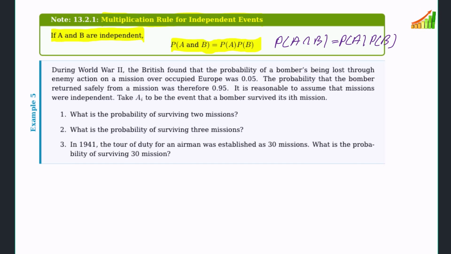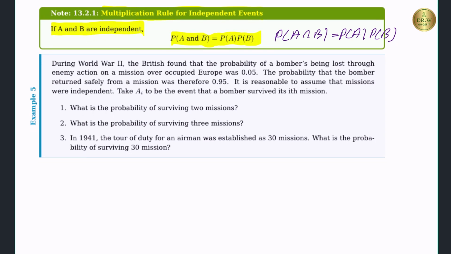Go to example 5. During World War II, the British found that the probability of a bomber being lost through enemy action on a mission over occupied Europe was 0.05. The probability that the bomber returned safely from a mission was therefore 0.95. It is reasonable to assume that missions were independent. Take Ai to be the event that the bomber survived its ith mission.